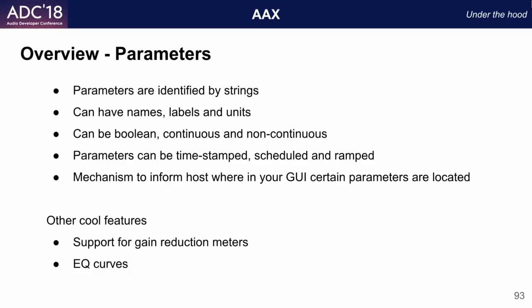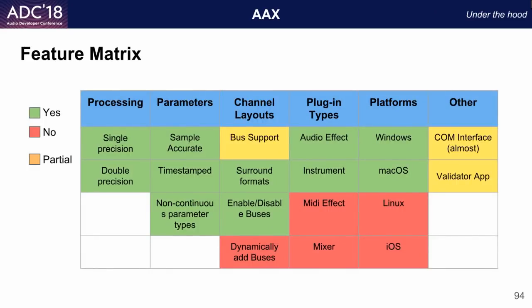Not quite sure. Anyways, parameters are very similar. They're identified by strings instead of IDs, but they have all the features you want. They even have many other cool features, like gain reduction meters and EQ curves that you can tell the host about. This is their matrix here. Obviously, it only runs on Pro Tools, so no Linux and no iOS.